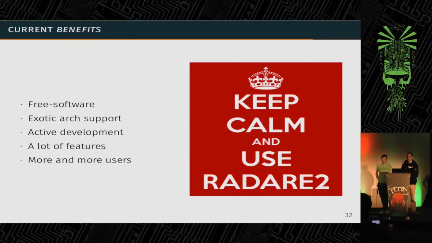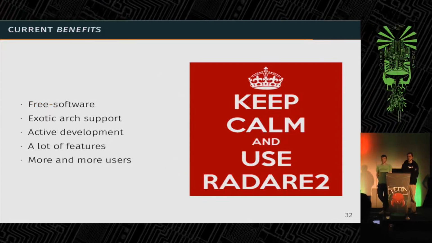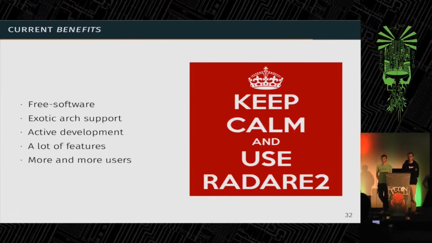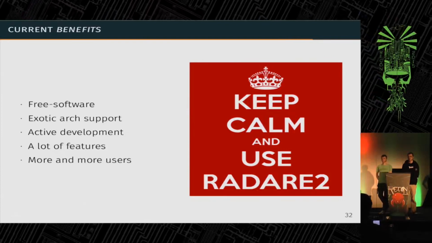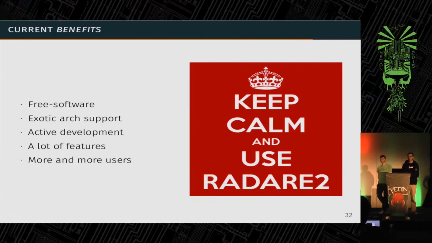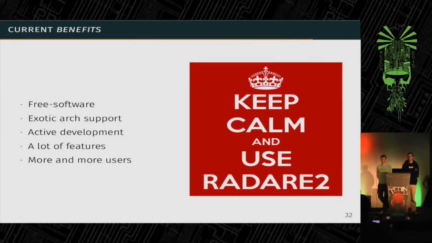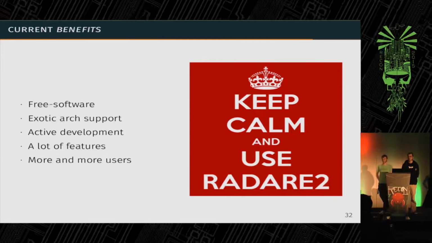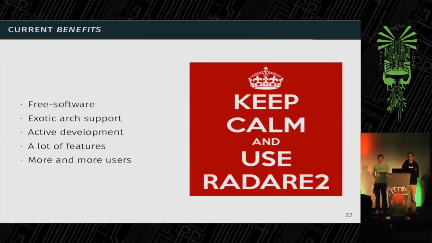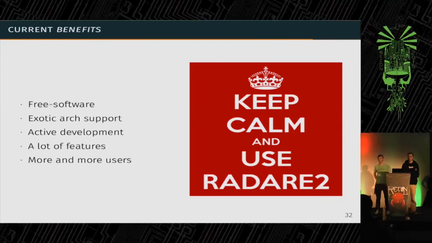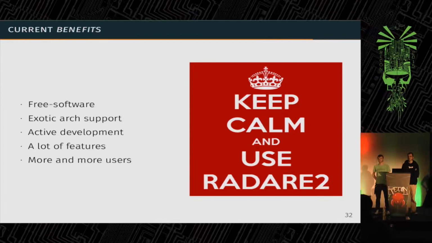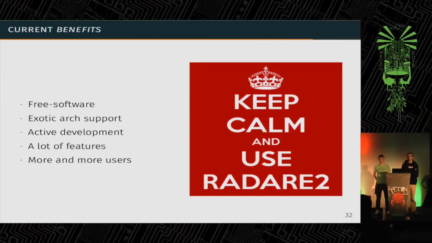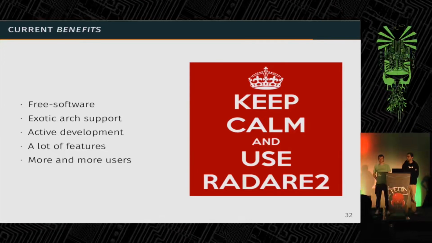But we have a lot of benefits. So as being a free software project, anybody can contribute, anybody can read the source, anybody can add new features. We have a great community. In our IRC channel, we have over 200 people. We support a lot of exotic architectures, maybe ones that IDA doesn't support, maybe ones that you want to implement yourself. With very active development. So, like I said, there's 1,000 lines that are changed every week. Lots of new features are added all the time. And our user base is increasing very rapidly.